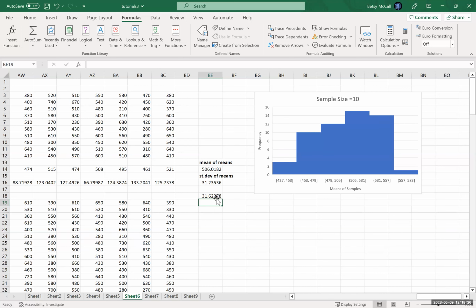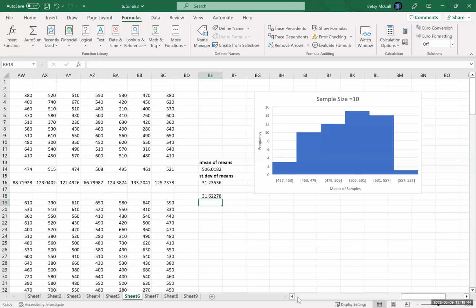So this formula is an expectation that we're having. If we were to do this over and over again and average our standard deviations, we would expect to get around 31. When we actually do the samples, we don't always get exactly that because of the randomness.